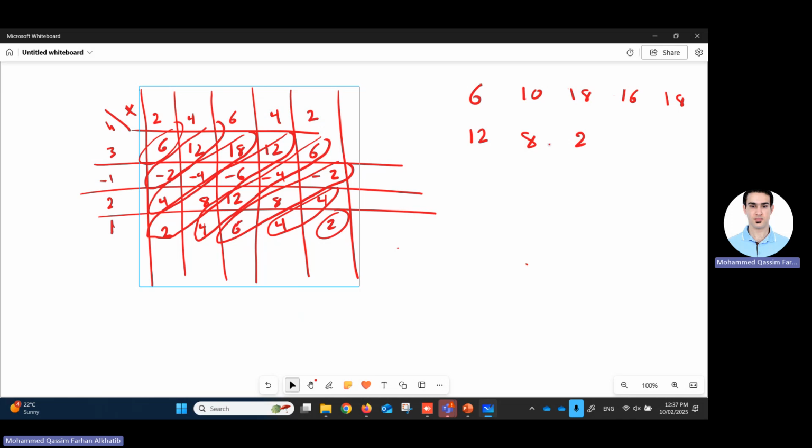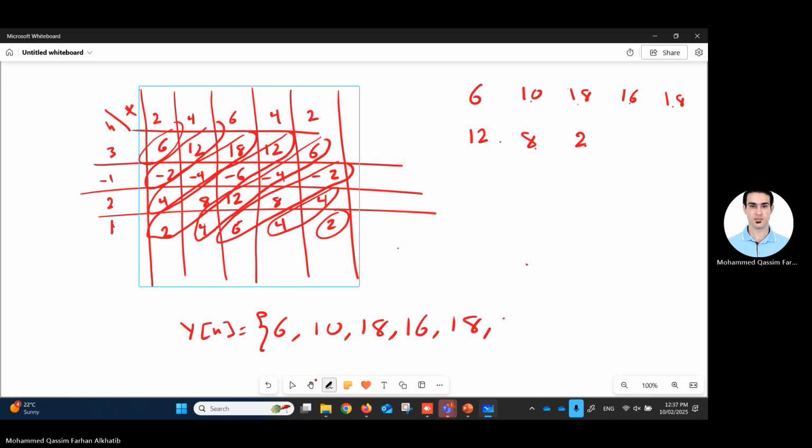So if you count the number of coefficients, or the number of elements, I have 1, 2, 3, 4, 5, 6, 7, 8. And that confirms that we've done something close to the right answer. And here are the values. If you want to write the output, y of n equals 6, 10, 18, 16, 18, 12, 8, and 2. And you have these 8 components here.